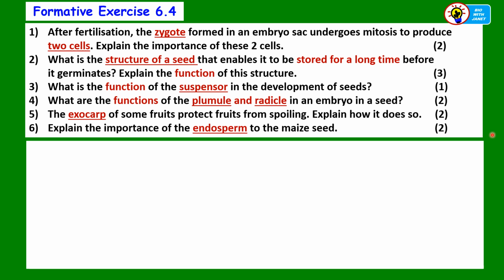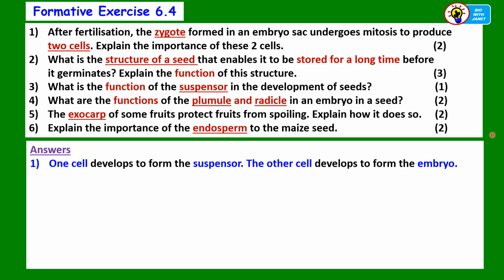Now, first question. After fertilization, the zygote formed in an embryo sac undergoes mitosis to produce 2 cells. Explain the importance of these 2 cells. So firstly, one cell develops to form the suspensor, and the other cell develops to form the embryo.